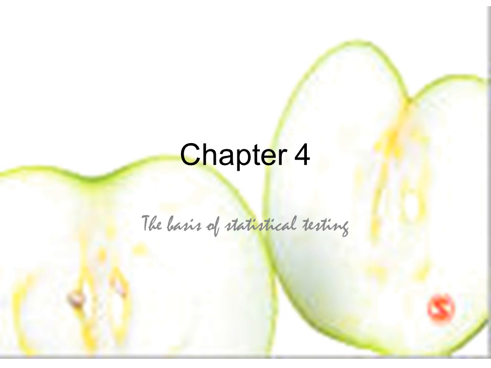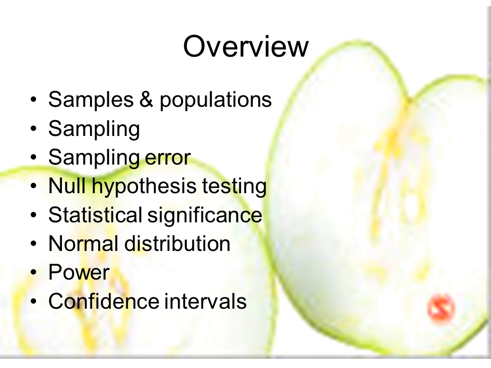So moving forward, looking at Chapter 4, we're going to look at the basis of statistical testing. Why do we actually test the statistics that we have derived from our study? So an overview of what we're going to be talking about. We're going to be talking about sampling, different samples and populations, errors associated with sampling.